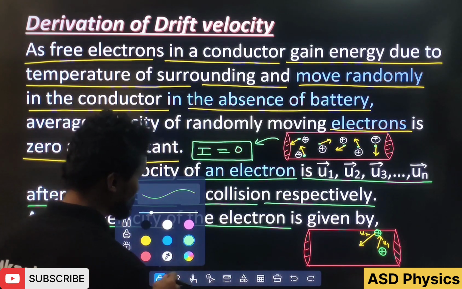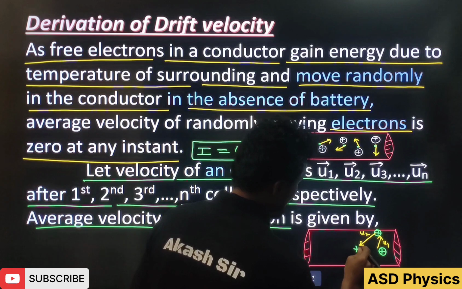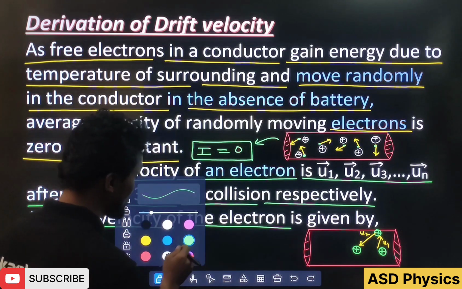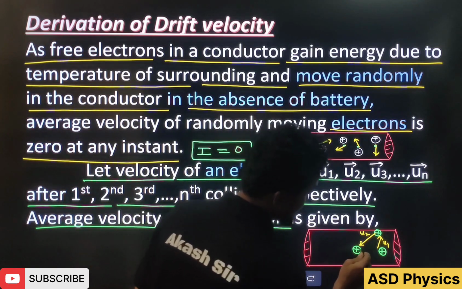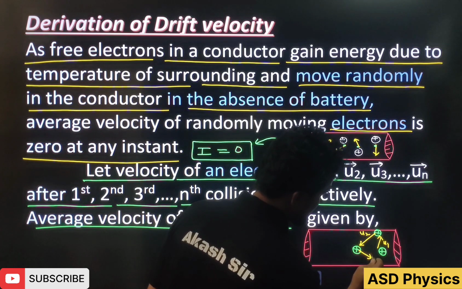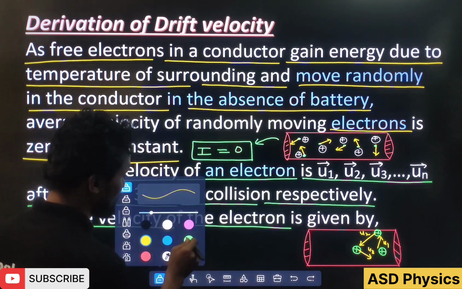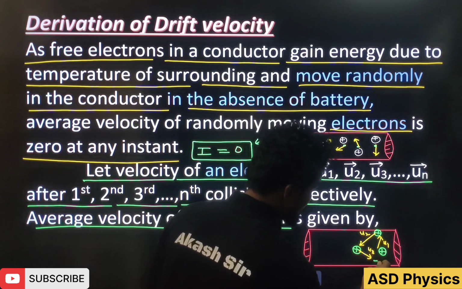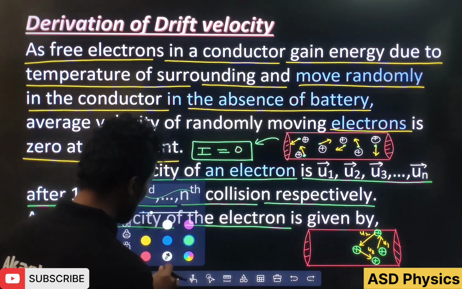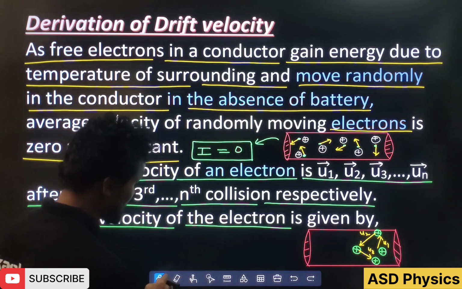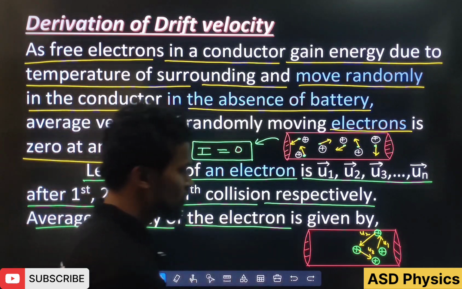Again the collision happens with a fixed ion, and then let's take the electron went in this direction with velocity u3. And just like that it will keep on continuing. Again let's take this positive ion is there, and here again the electron will go in some other direction.